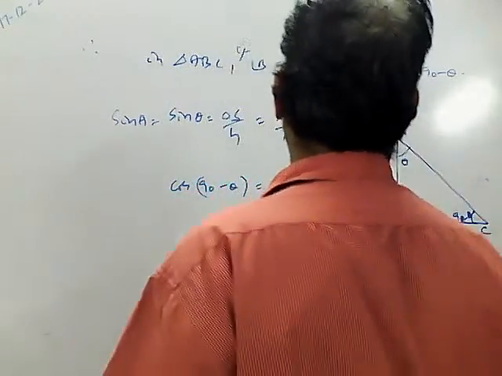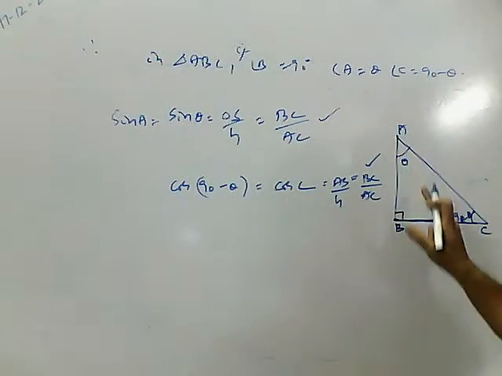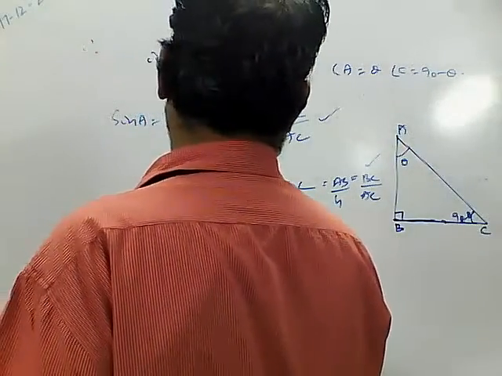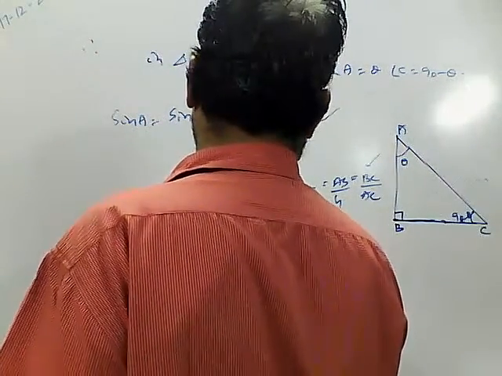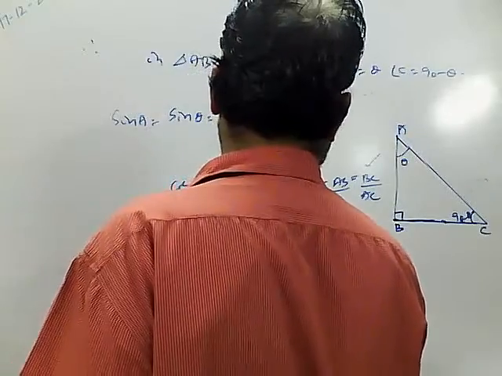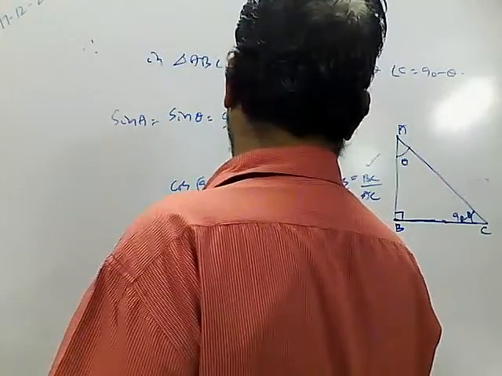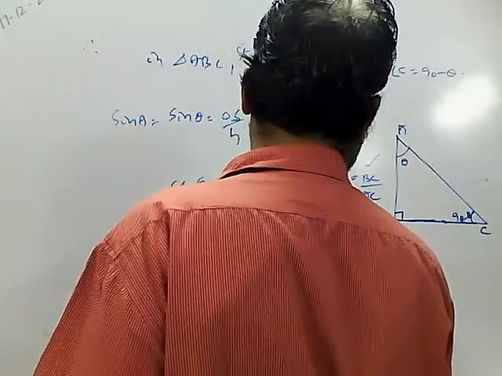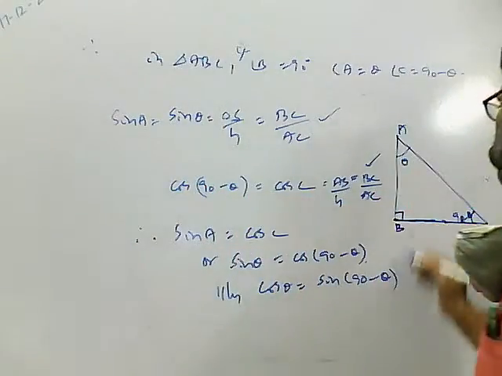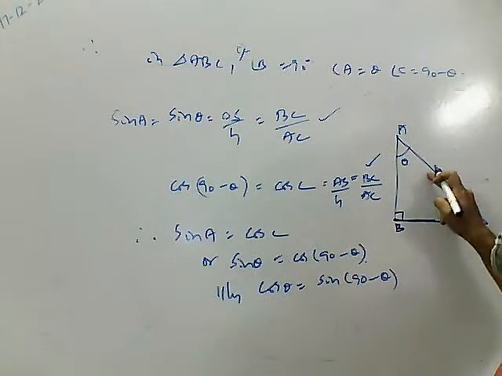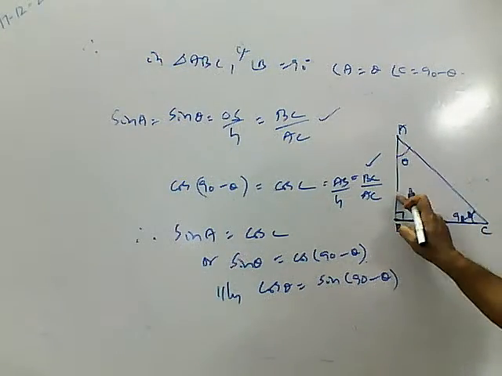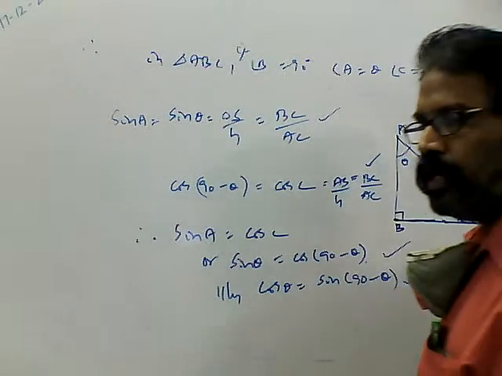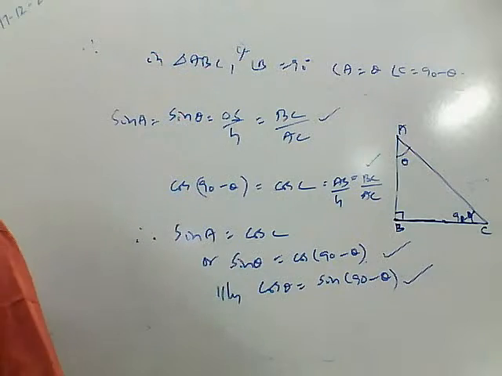Now these two are equal. For this theta, sin is equal to; for this theta, cos. Therefore, sin A is equal to cos C, or sin theta is equal to cos 90 minus theta. Similarly, cos theta is equal to sin 90 minus theta, because cos theta is adjacent side by hypotenuse, which for this triangle is opposite by hypotenuse. So these two are complementary angles. Sin theta is equal to cos 90 minus theta. Cos theta is equal to sin 90 minus theta.